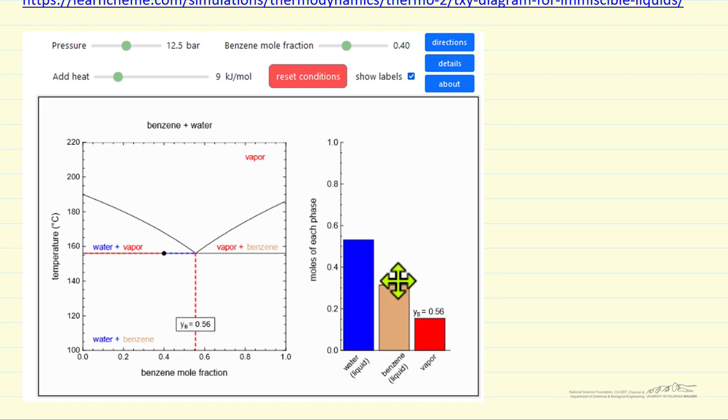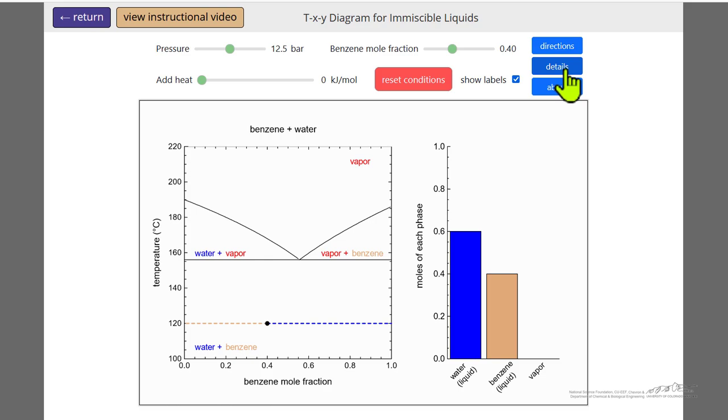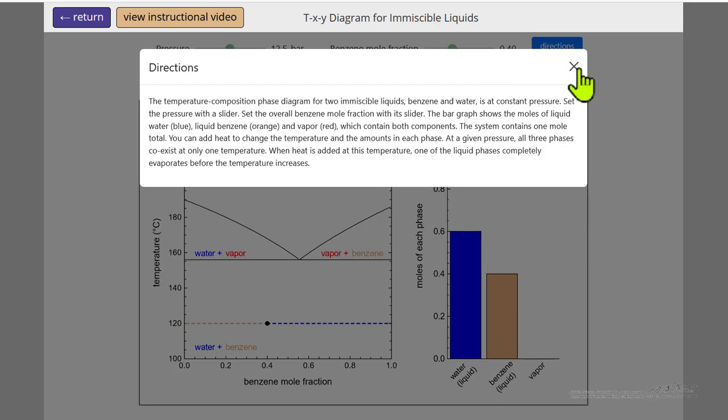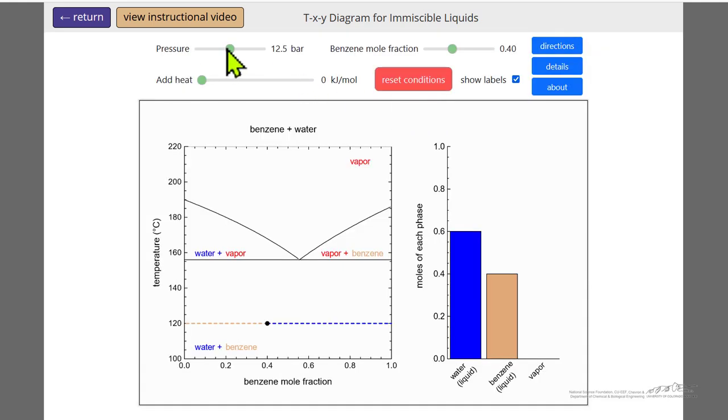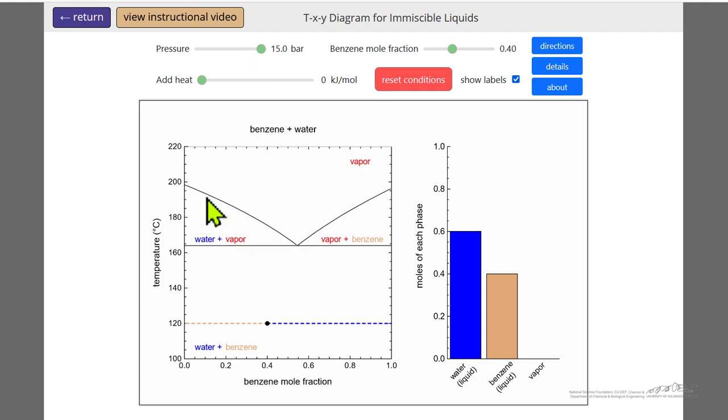So let's look at this interactive simulation to understand behavior as we move this black dot around. I point out that over here we have some directions on how to use the simulation and some details of the equations that were used to generate it. And if I change the pressure, then you'll see the values change for saturation temperature. So here at pure water, this is the saturation temperature at this pressure. So let's look at an intermediate value.